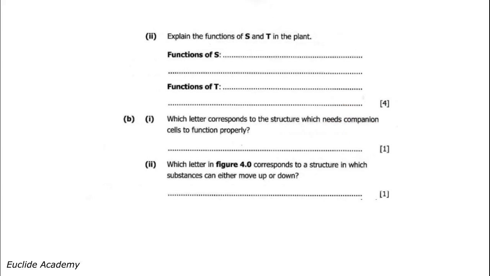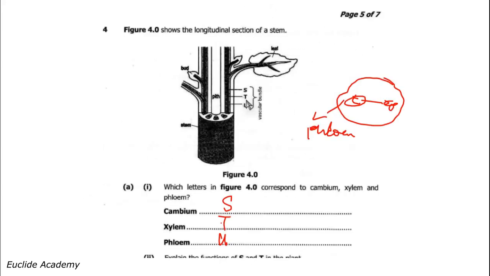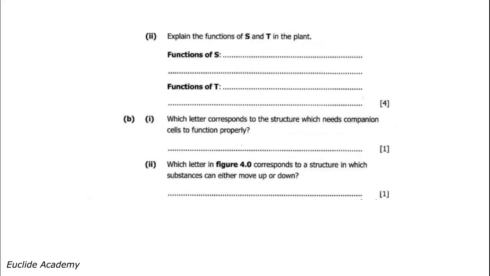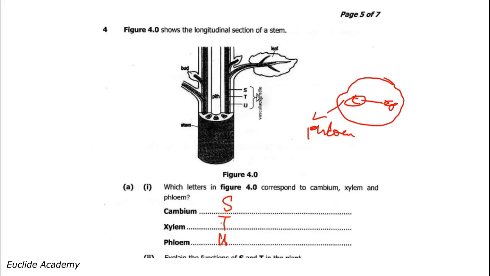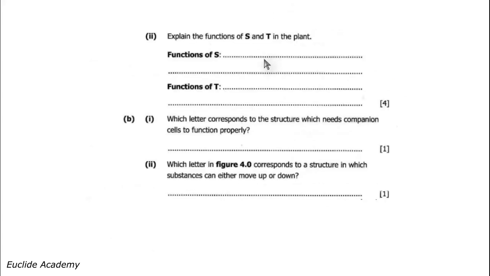Okay, so that is how we can do it. And then we got the next one, which says explain the functions of S and T. This is question number 4, 4A2. So what are S and T? I think we've mentioned that. S is the cambium, and T is the xylem.